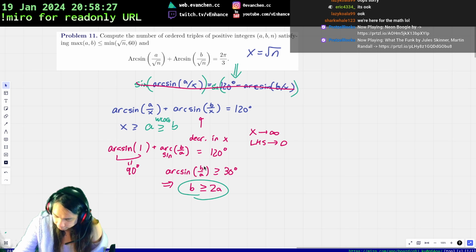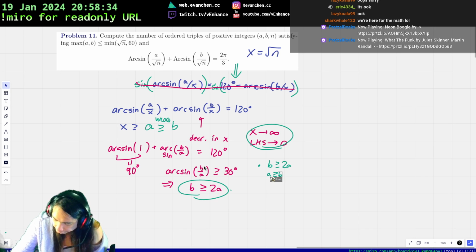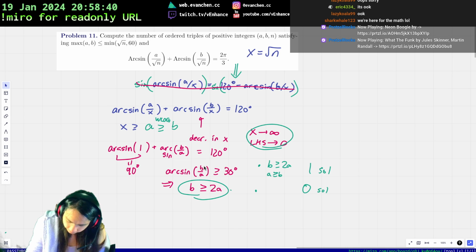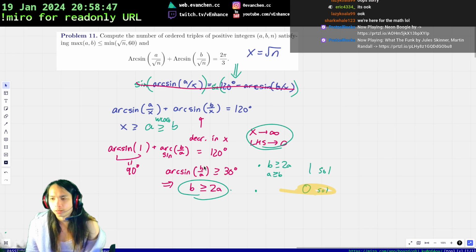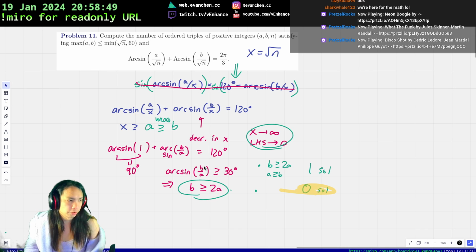So because of this, and because of this, the conclusion is that when b is at least 2a, and a is at least b, there is exactly one solution, and otherwise 0 solutions. So this is the part that messed a lot of people up, which is that if you do irreversible steps and you don't pay attention, you'll get some solutions in x that don't actually fit the original equation. This happens sometimes when you square both sides of an equation that has square roots, but it really happens with inverse trig functions.